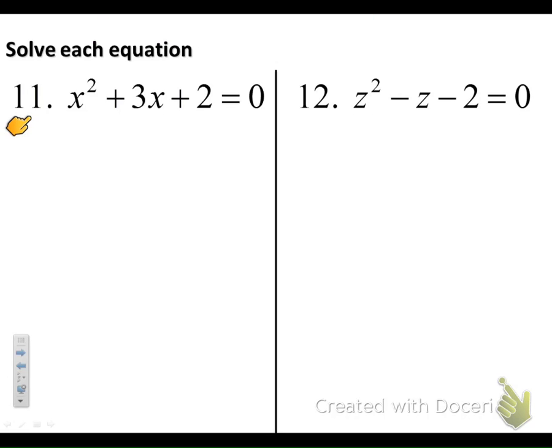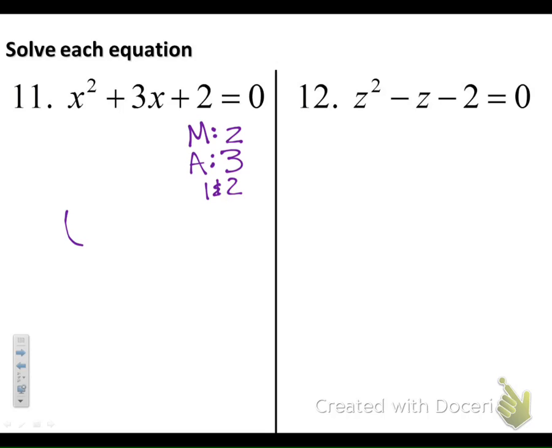It says example 11, but that's still from the factoring days. We're going to solve this equation, x squared plus 3x plus 2, set equal to 0, by factoring. The first target for this section is I can solve a quadratic equation by factoring. So what multiplies to 2 and adds and gives me 3? We get the numbers 1 and 2.